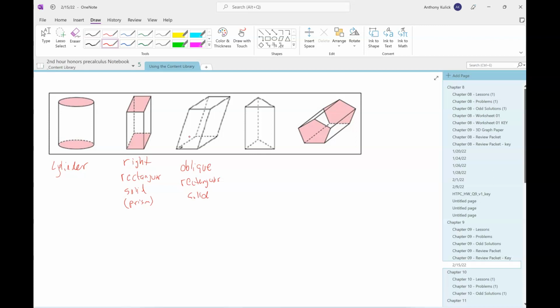How about this next guy? What's this? Nope, the fourth one, not the fifth one. That's another triangular prism. Notice that it looks a little bit different than the other one, but still a triangular prism. And you were right on this one that we call this guy a pentagonal prism.